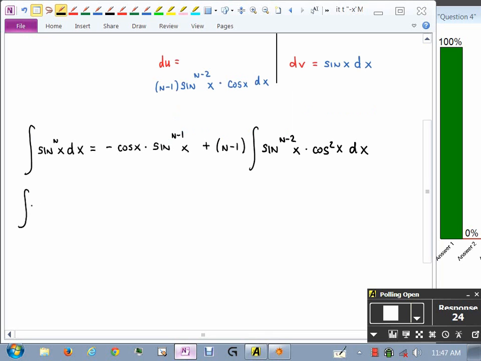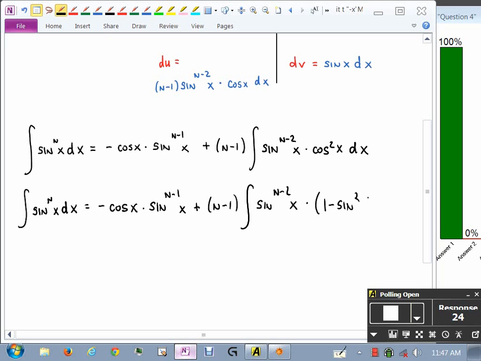We have one of the most important identities in pre-cal, the Pythagorean identity. The Pythagorean identity says that any time we see cosine squared x, we can replace it with what? 1 minus sine squared x. Right? This cosine squared x can be replaced with this.